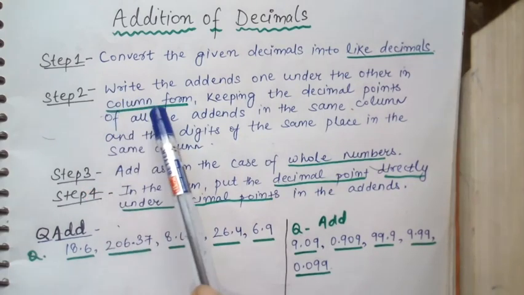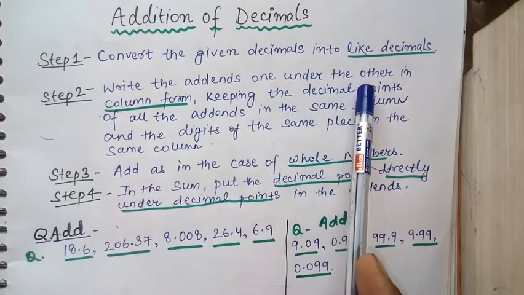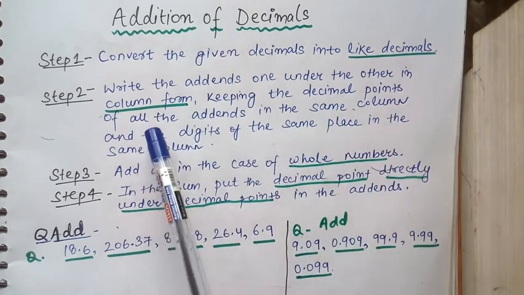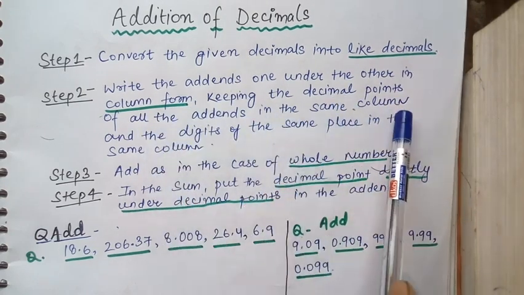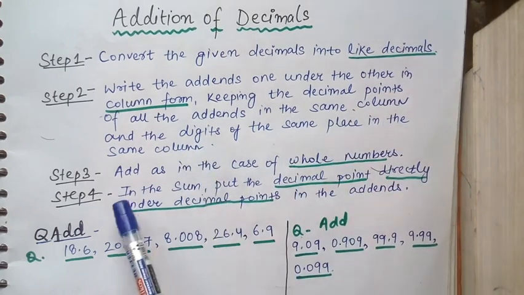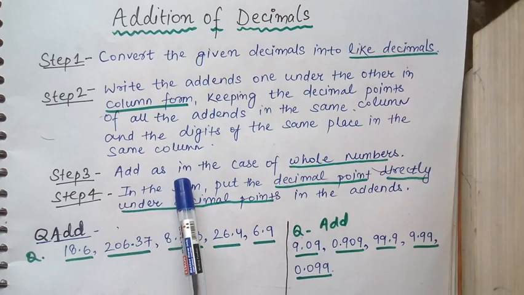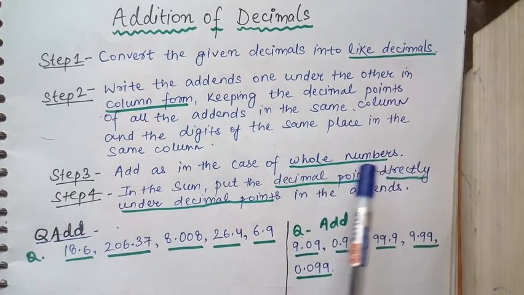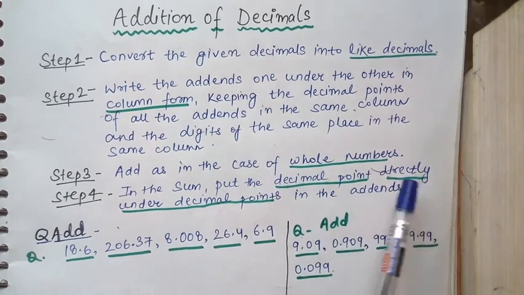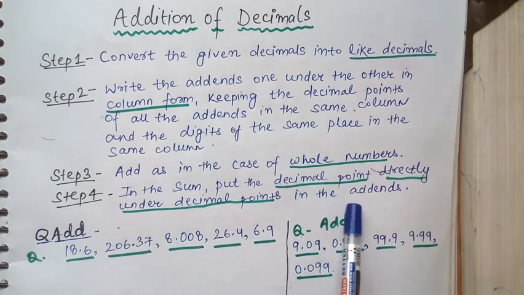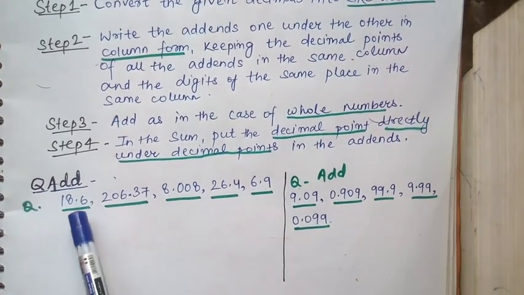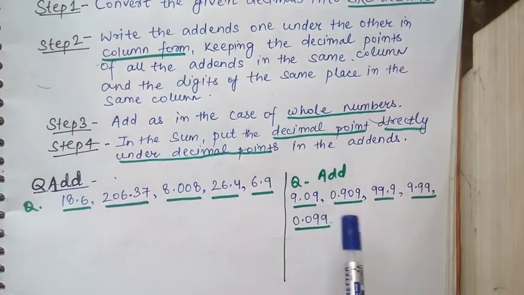Second step is write the addends one under the other in the column form, keeping the decimal points of all the addends in the same column and the digits of the same place in the same column. Third step, add as in the case of whole numbers. And fourth step, in the sum, put the decimal point directly under decimal points in the addends. Now let's apply these steps in solving these questions.